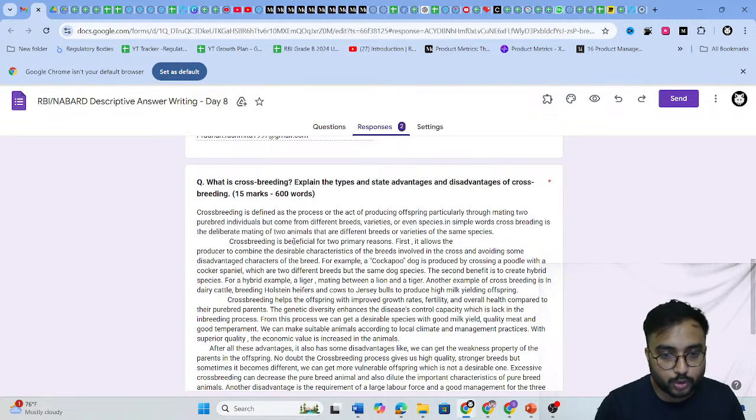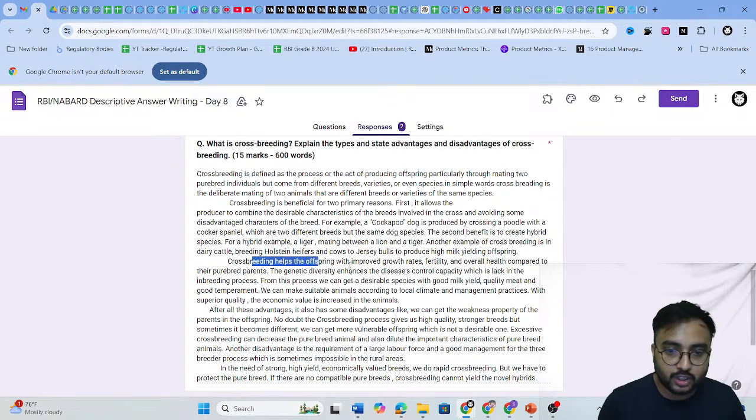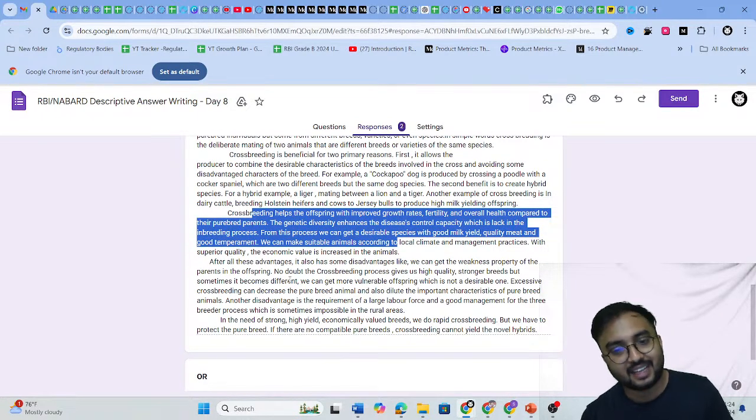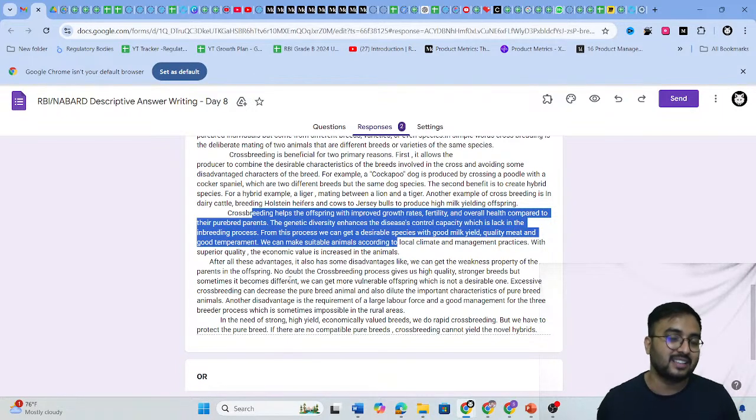Then she's talking about crossbreeding and two primary reasons related to crossbreeding. She has not specifically mentioned the types of crossbreeding, and jumps directly to the advantages and disadvantages. And lastly, she is concluding. Overall, I felt that there is a lack of content and lack of structuring. I will give 6 marks to this answer, but I personally feel that overall she was trying, and I think this is her first answer, so let us give her some leeway. With this, I think we have almost done our discussion.